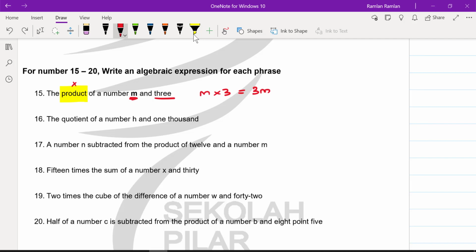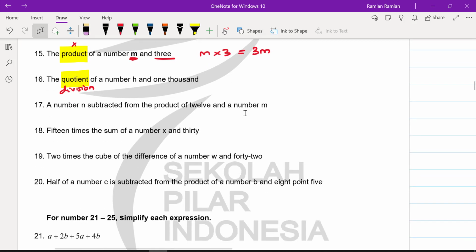Okay, so the next one is the quotient. Quotient means division, right? Okay, division. Now I will suggest you write that division as a fraction. So we have number h and 1000. That'll be h divided by 1000, and I would like you to write it down like this. Okay, h over 1000. Okay, next one. A number n is subtracted from the product of 12 and a number m.